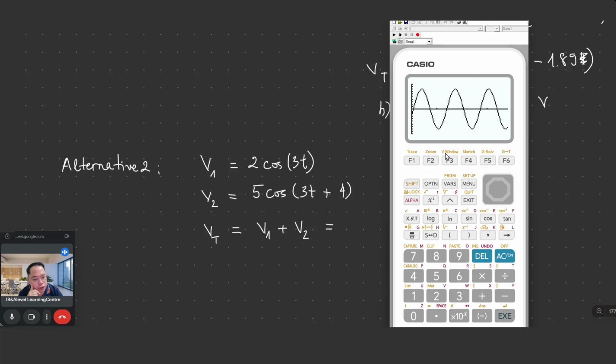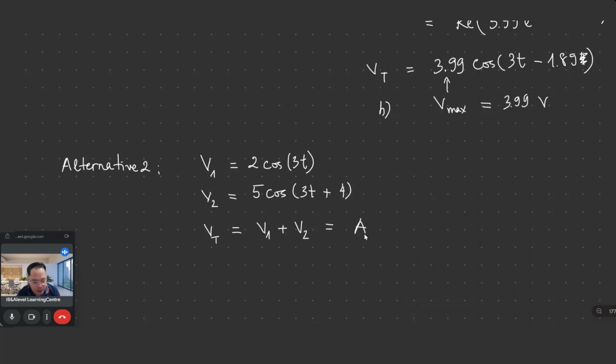Of course, sometimes we need to change the window display so that the graph looks clear, with the maximum, minimum, the whole function displayed on the screen. Now we need to find three things: A, or Vmax, the amplitude of the total voltage, then cosine of Bt plus a constant C.